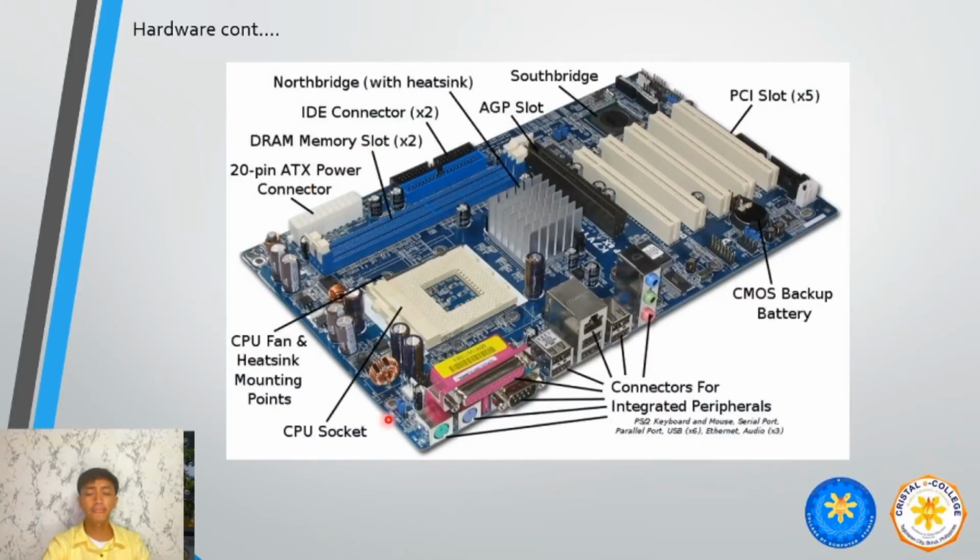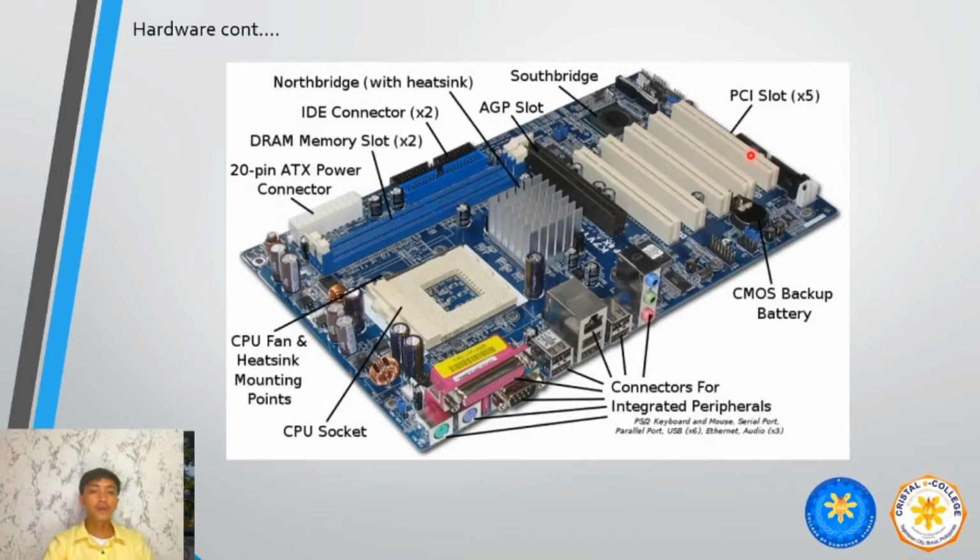Here is a picture of the motherboard with its different components labeled. First, we have the CMOS backup battery. What this does is keep your system's date and time up to date. Even if you turn off your computer, your time and date will still be running because of this CMOS backup battery. If this battery runs out, or if you take it out, the computer will not be updated when you turn off your computer.